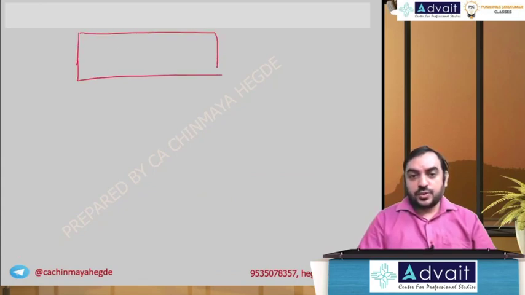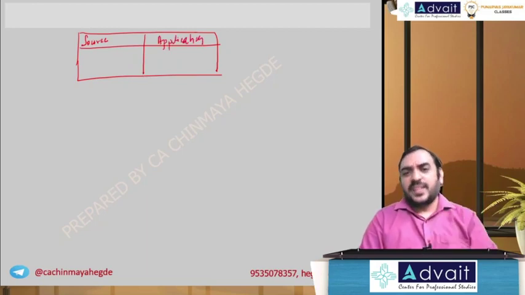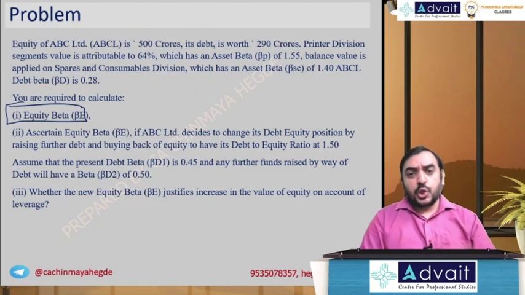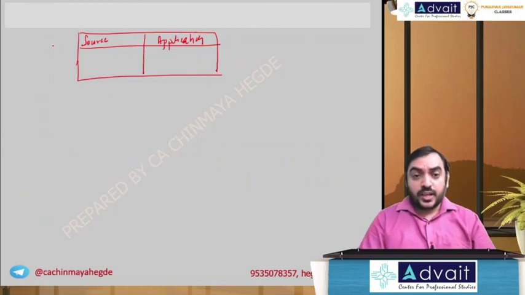So balance sheet means there will be two parts. That is source and application, that is liabilities and assets. Now source, what is the source of this company? They have 500 crores equity and they have debt of 290 crores. Okay, source, they have equity and they have debt.